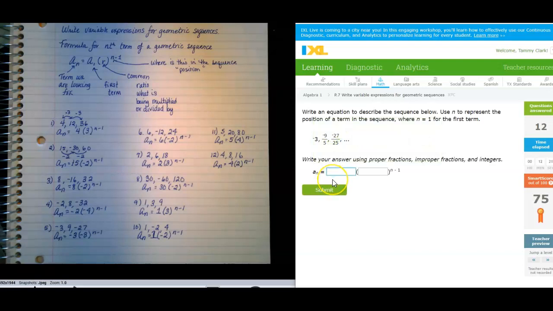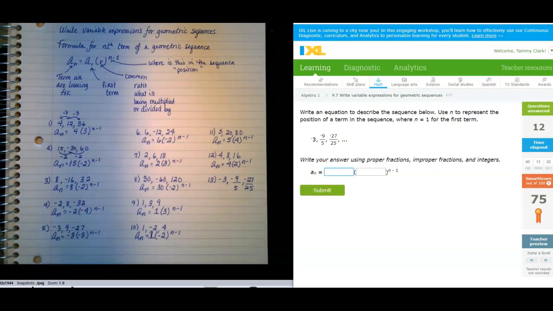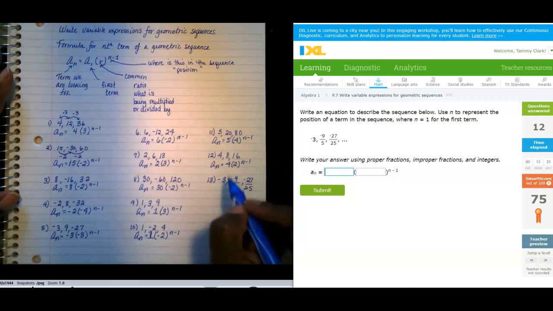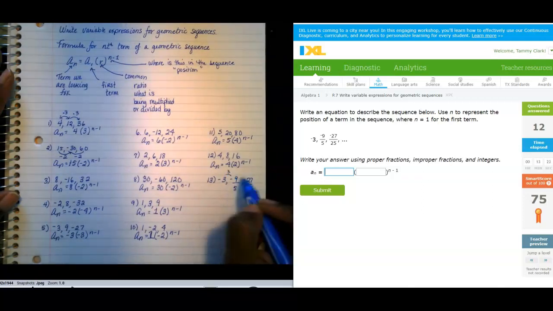Oh boy, this one looks really good. And at first this might seem a little intimidating, but I want you to know that you know this. And I'm going to promise you and show you that you know it. So here you have negative 3, negative 9, negative 27. What do you notice that they're all doing? Hopefully you said, Ms. Clark, everything is being multiplied by 3. And you would be correct.